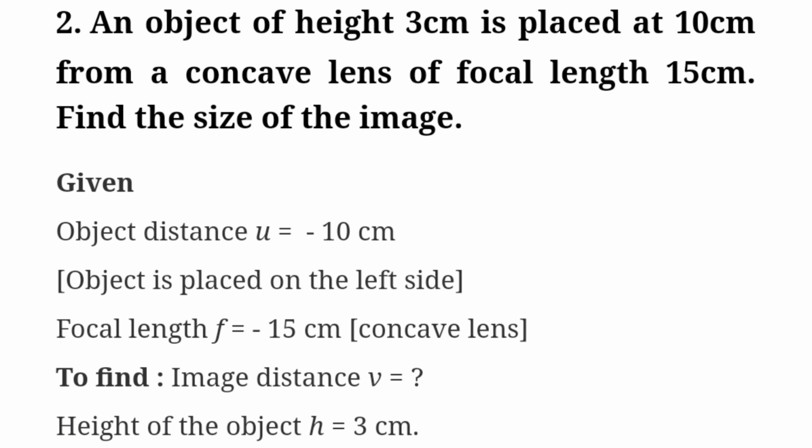lens of focal length 15 cm. Find the size of the image. Object distance u is equal to minus 10 cm. Object is placed on the left side. The focal length f is equal to minus 15 cm, concave lens. To find image distance v is equal to what? The height of the object h is equal to 3 cm.